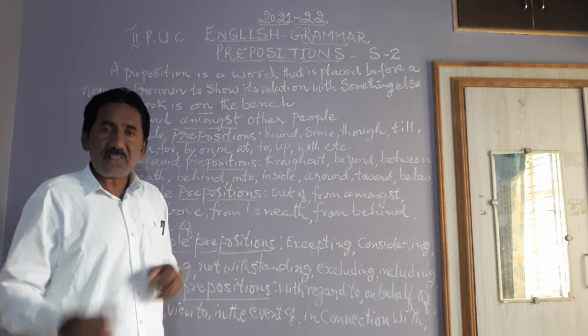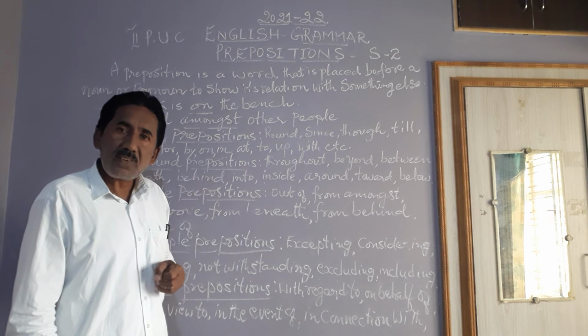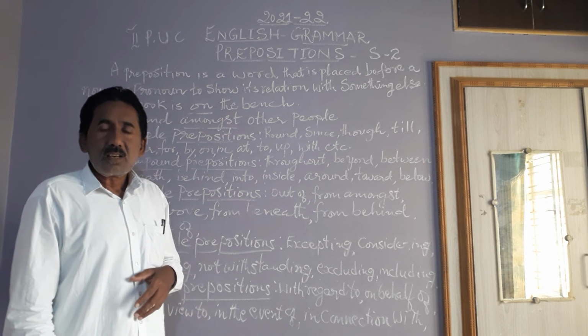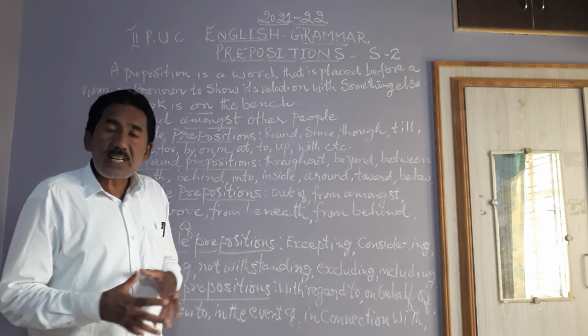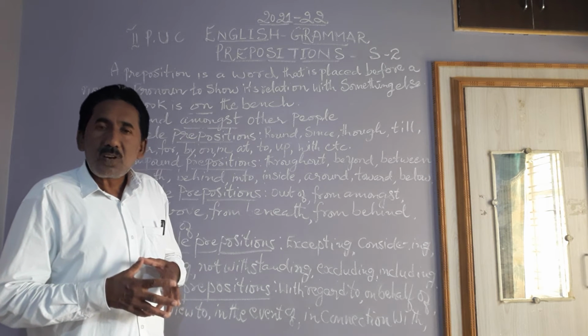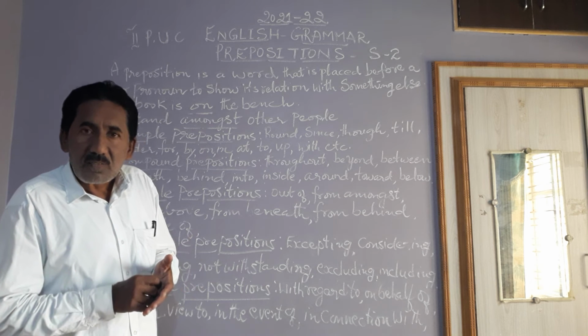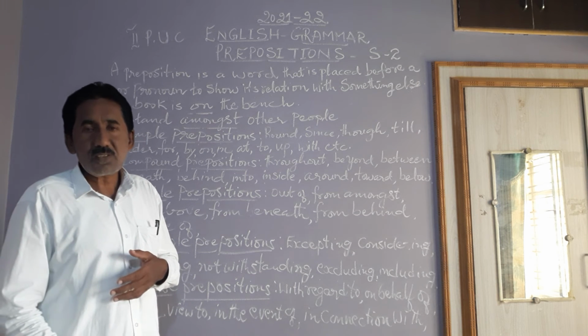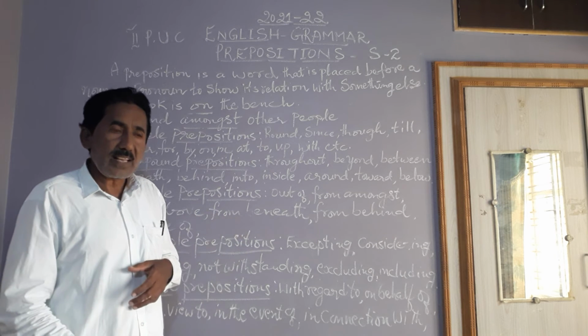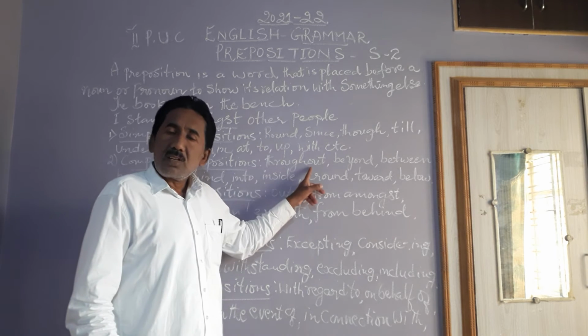So compound prepositions. Throughout. So throughout his life. What did he do throughout his life? He did nothing, achieved nothing. But throughout his life, what did he do? He had written many books. He had authored many books. Understood? So that is the productivity throughout his life.